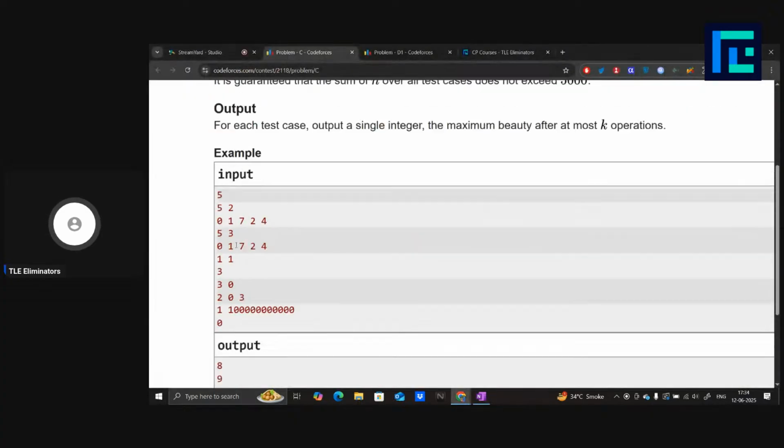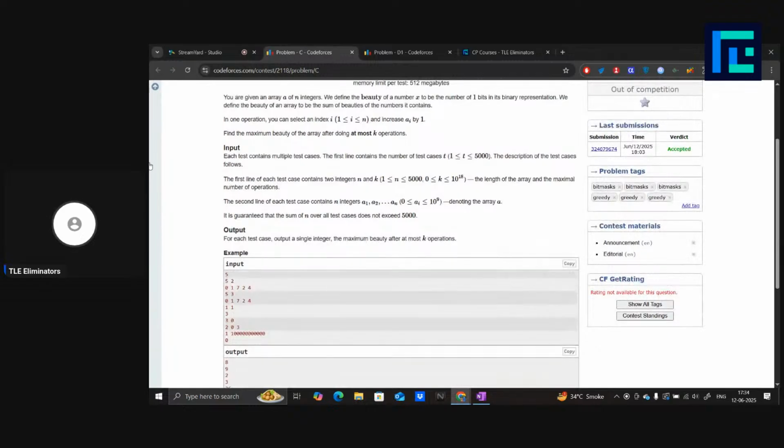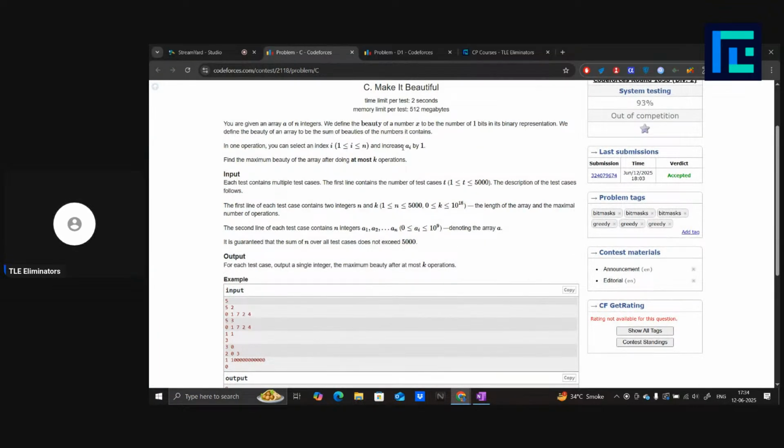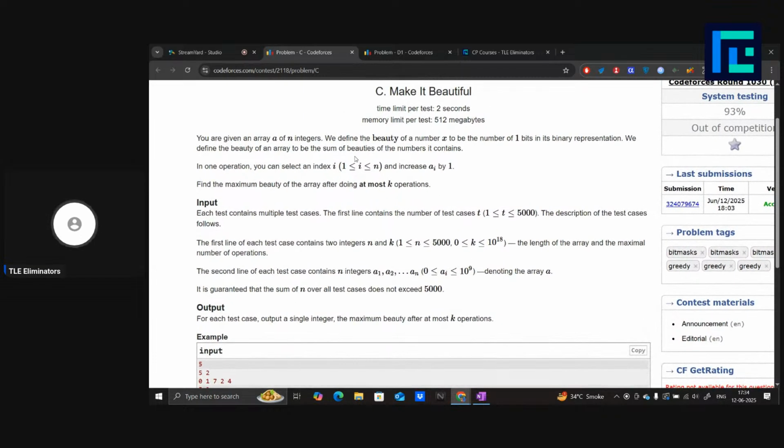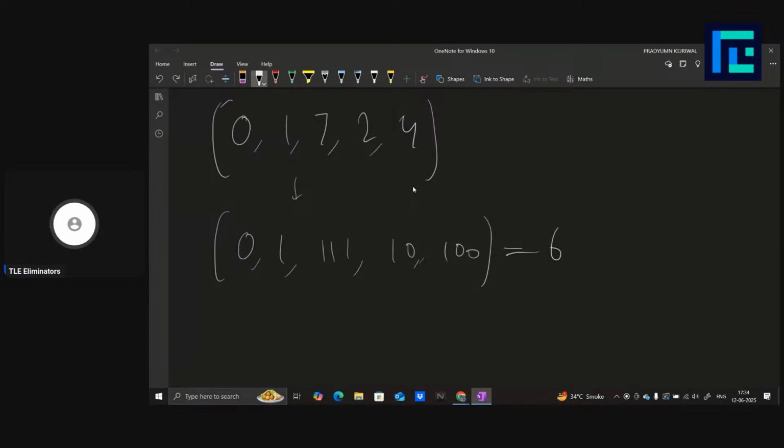Now what we can do is we can increment any element by 1. In one operation we can increment any element by 1, right? And we have to find the maximum beauty of the array after doing at most k operations.